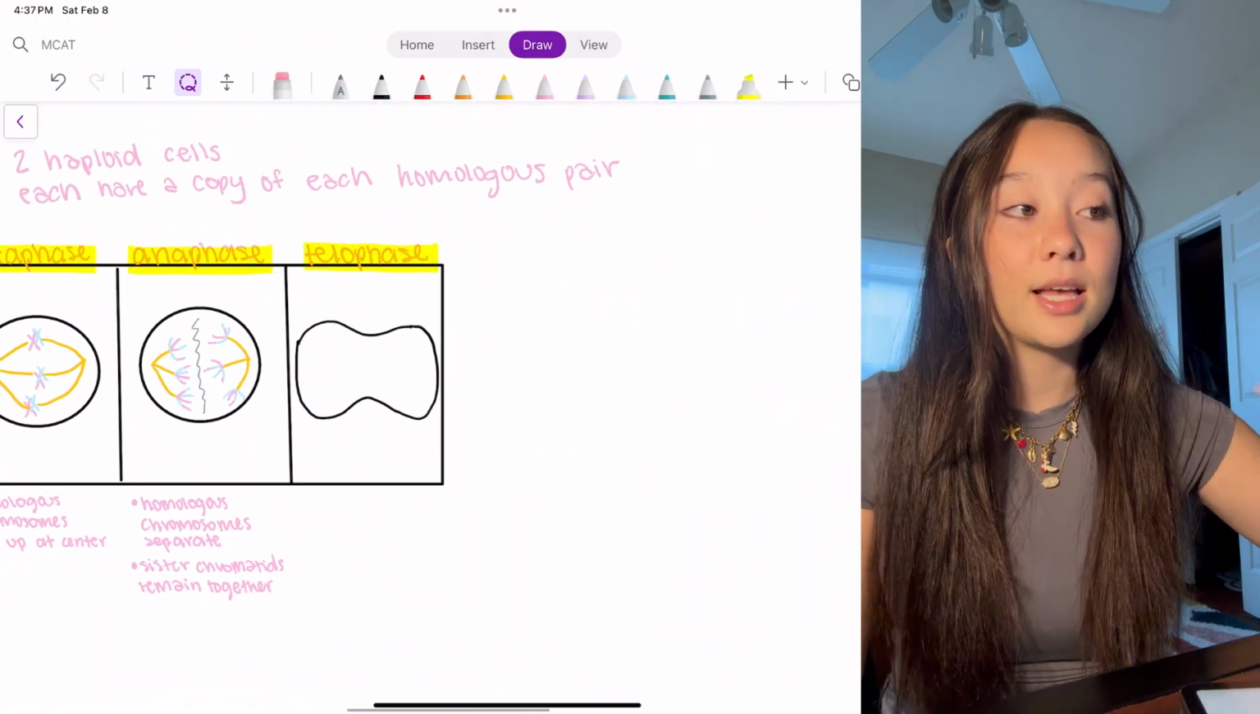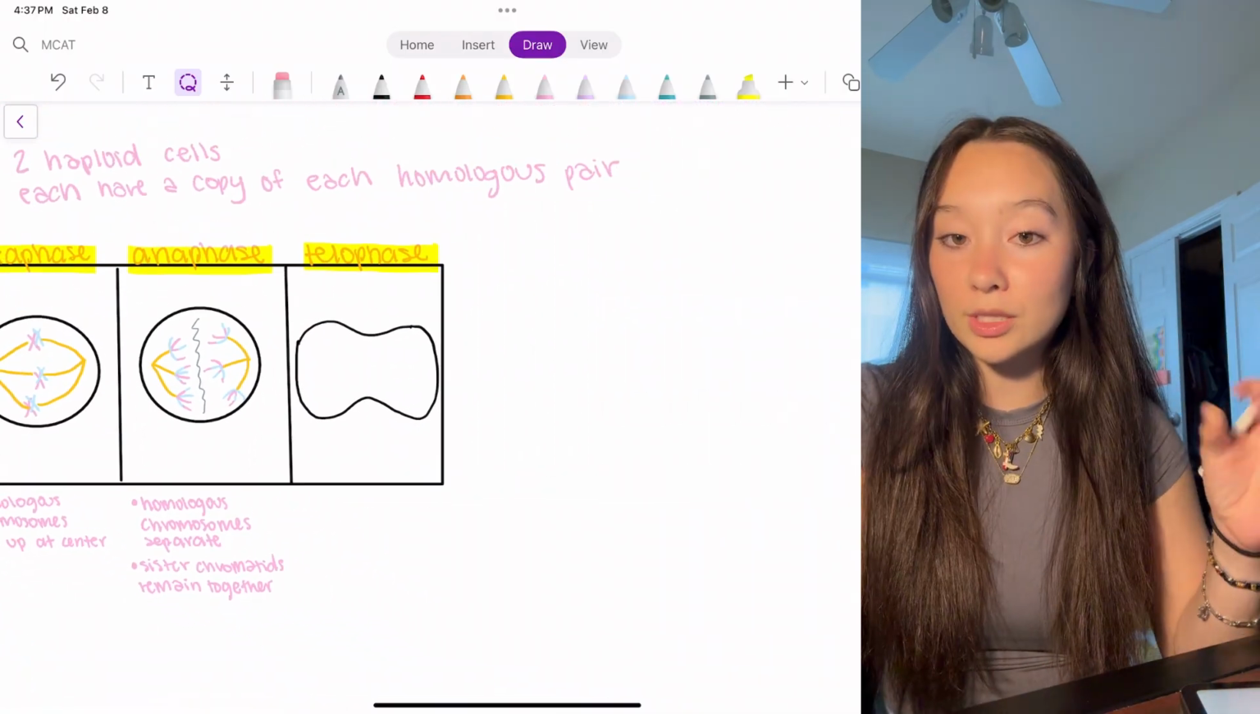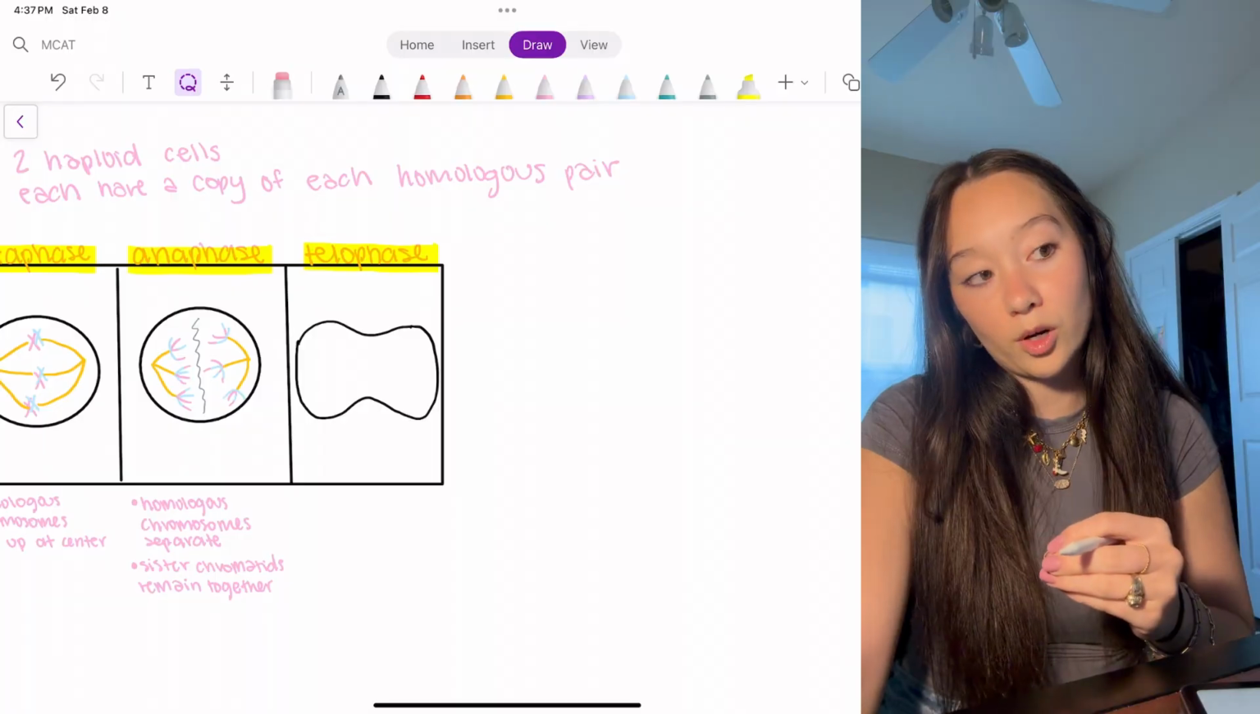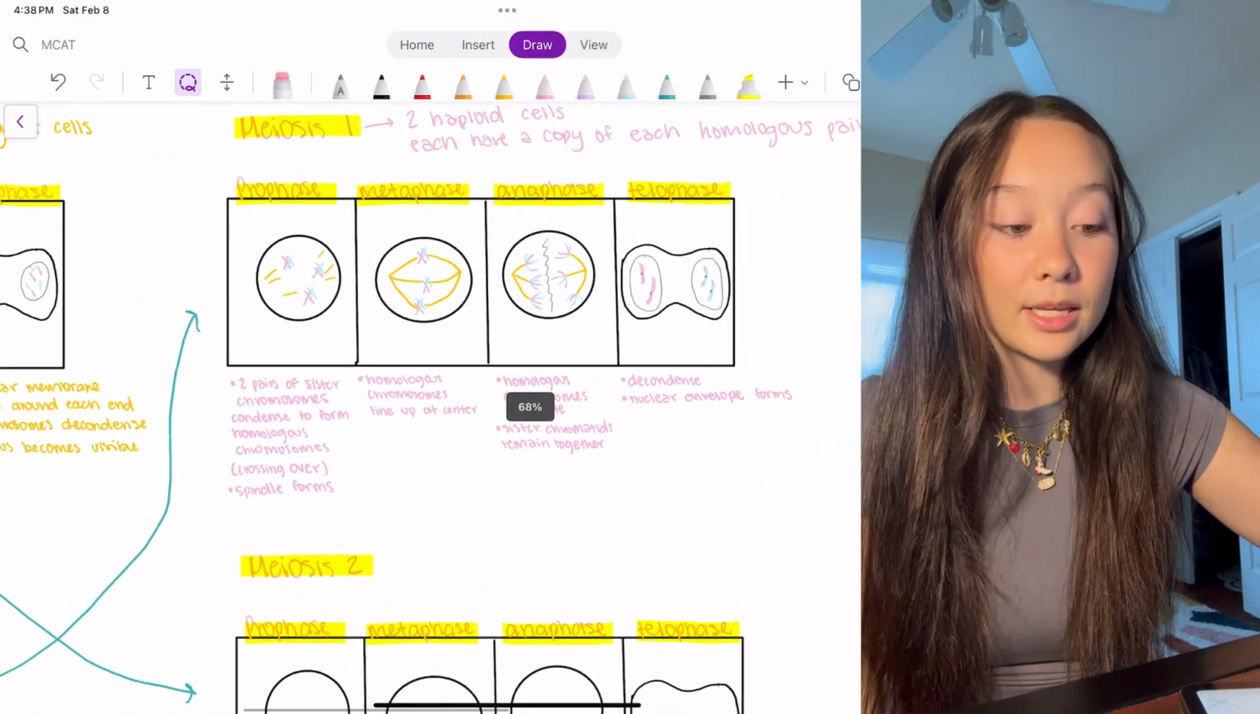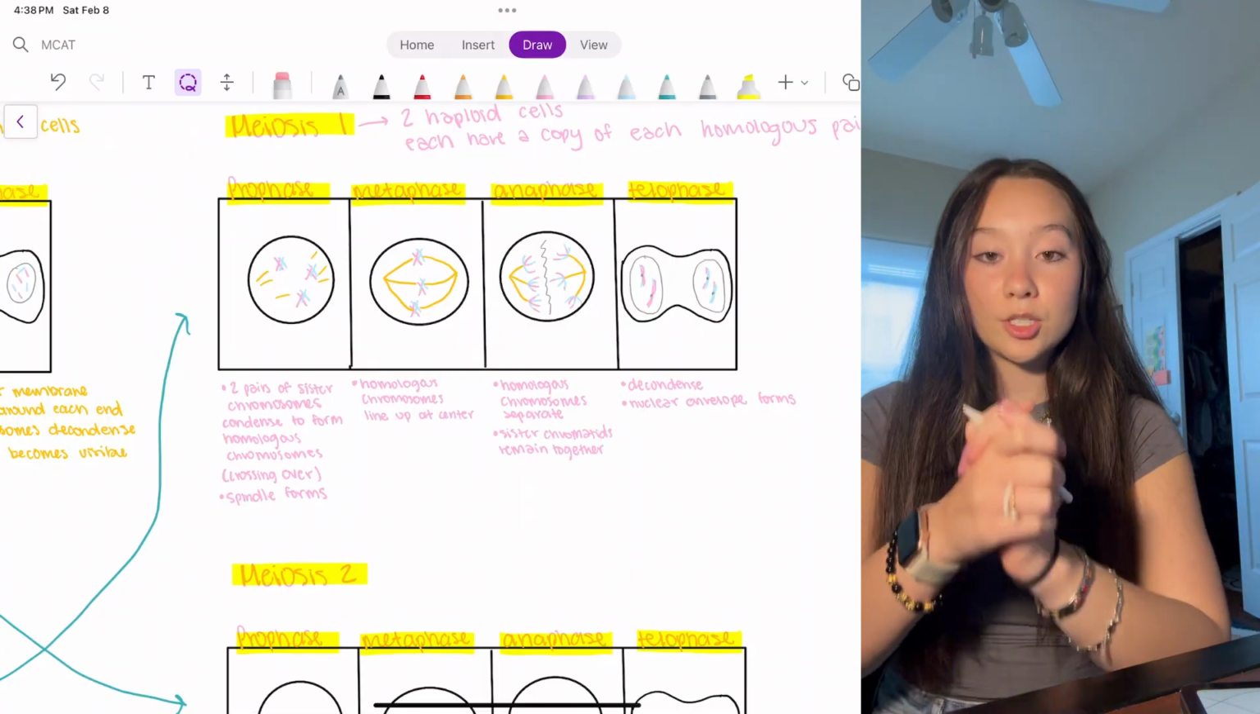Lastly, telophase. Exact same thing. The material decondenses and the envelope forms, and we start to see the nucleus. Okay, and that is it for meiosis 1. So we finished meiosis 1.